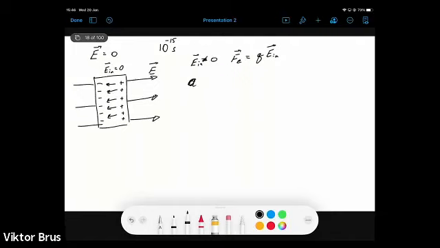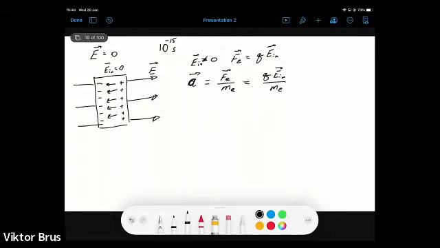Oops. So the acceleration will be the electric field force, like electric force, divided by the mass of the electron. And this will be Q E internal divided by the mass of the electron.